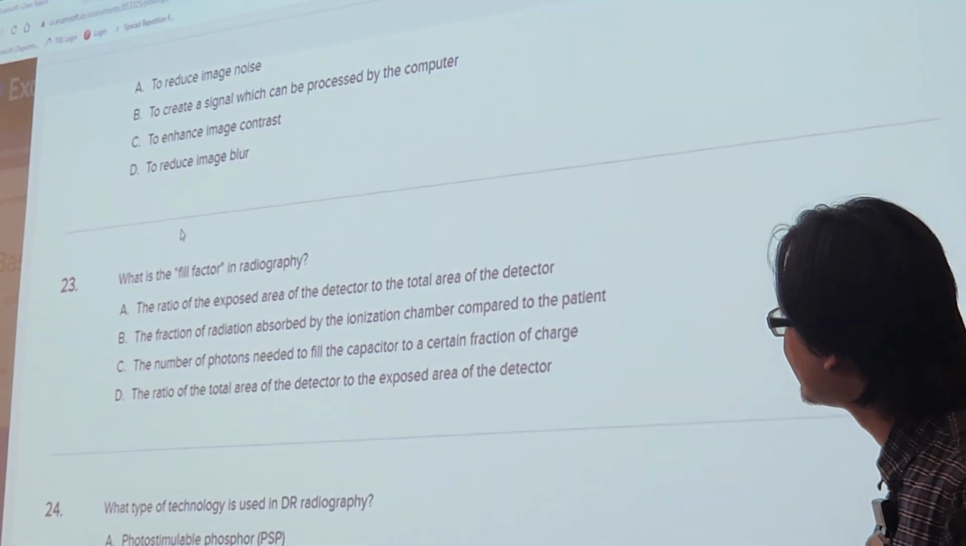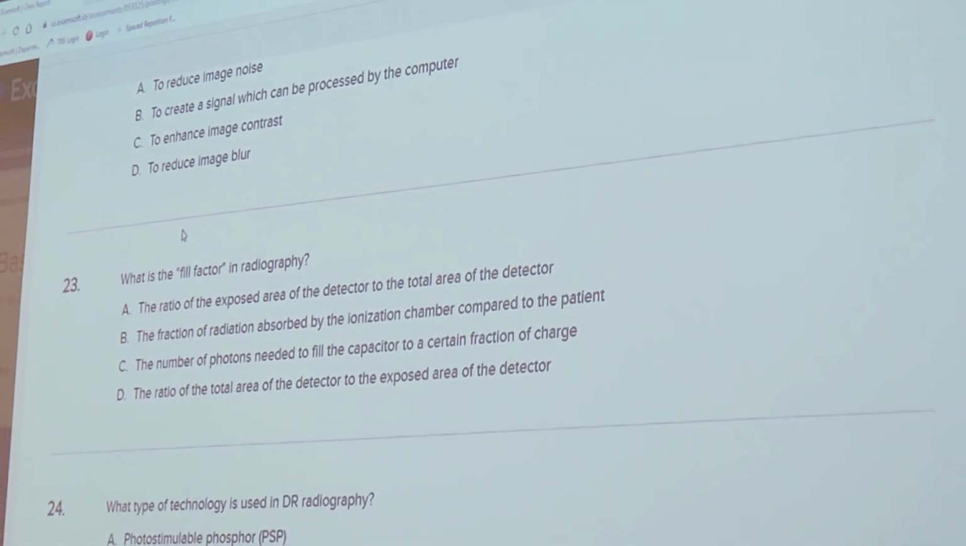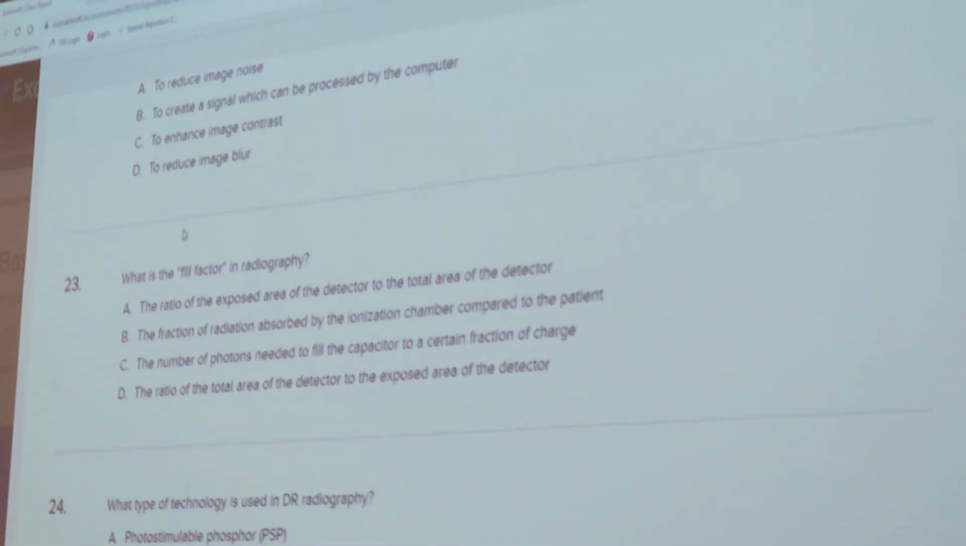Let's finish up. Okay, so number 23, what is the fill factor in radiography? This can be found in your set. Basically the fill factor is like a square inside of a bigger square. The inner square is what's actually being read, and there's a bigger square outside of it. That's right. Good. Inactive and active layer. So the correct answer to this is the ratio of the exposed area of the detector to the total area of the whole area of the detector.